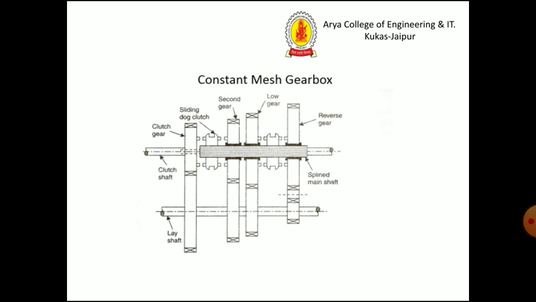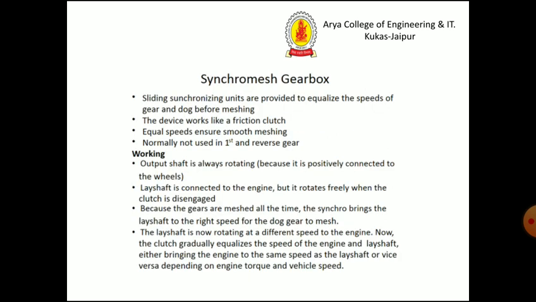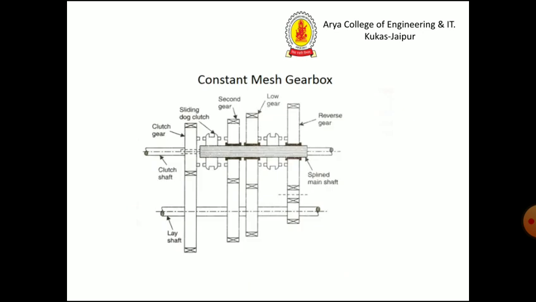So just by sliding the dog clutch and attaching it to the different gears on the splined main shaft, we can obtain the different gear ratios. For the first gear or the lower gear, we just slide our dog clutch and attach it to the lower gear, then we can obtain our output.